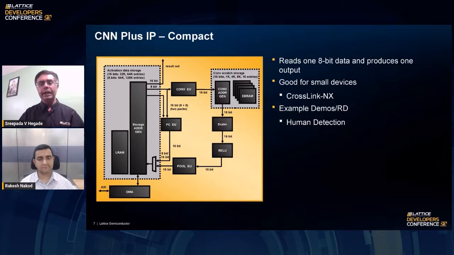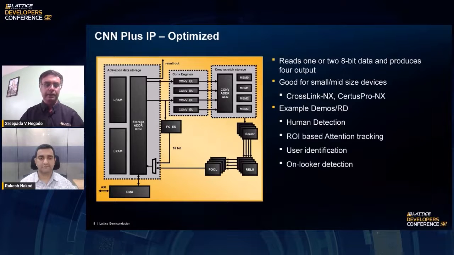Again, this base architecture is good for many applications like human detection, which are being implemented on CrossLink-NX. The user can implement any kind of detection problem with this engine, on a very small low power FPGA, which will be very cost effective also. And this is well tuned for 8-bit data. So that's the kind of application that needs to be targeted with this particular IP.